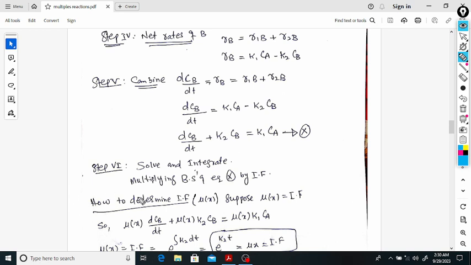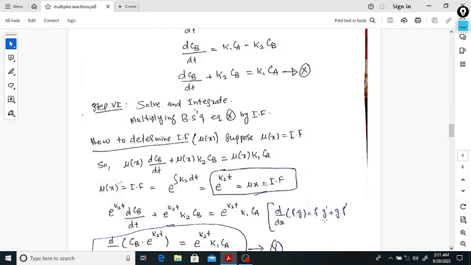Suppose the integration factor is mu of x. Multiply both sides of this equation by mu of x, so we multiply these terms on both sides by the integration factor mu of x. The integration factor is nothing but e to the power of the integral of k2 dt, that is, e exponential of the integral of k2.